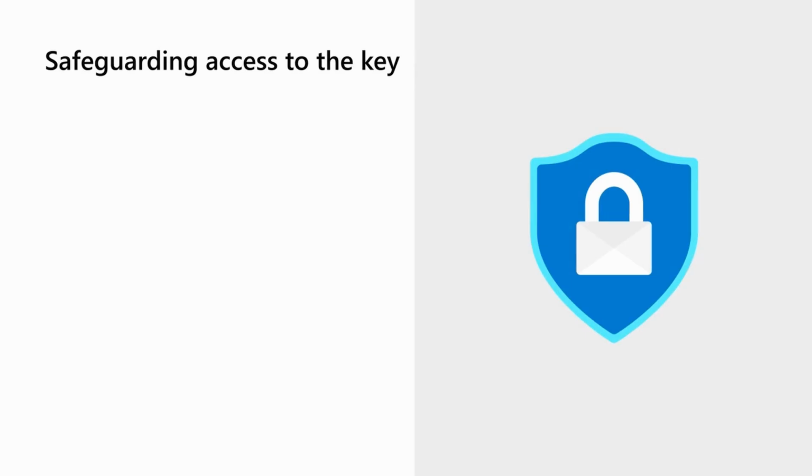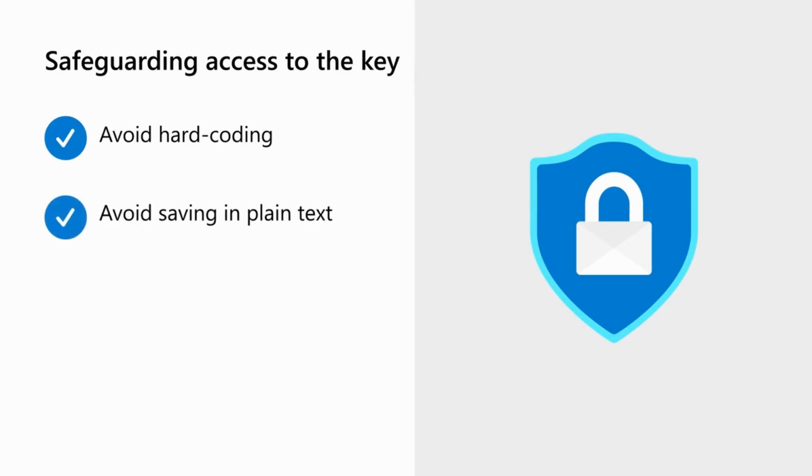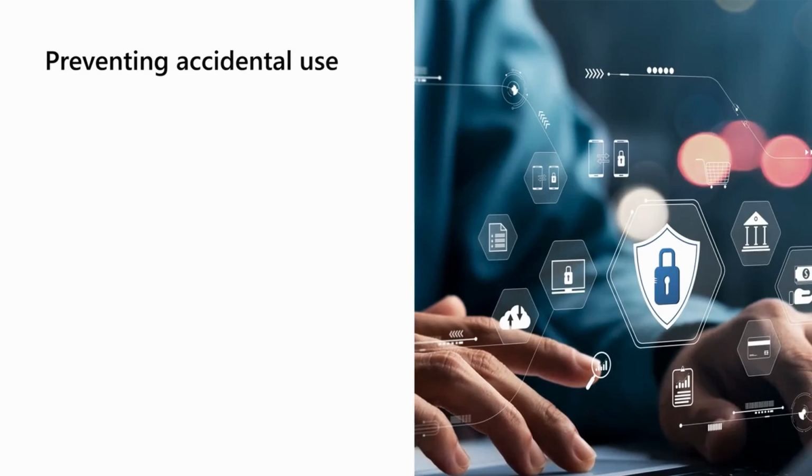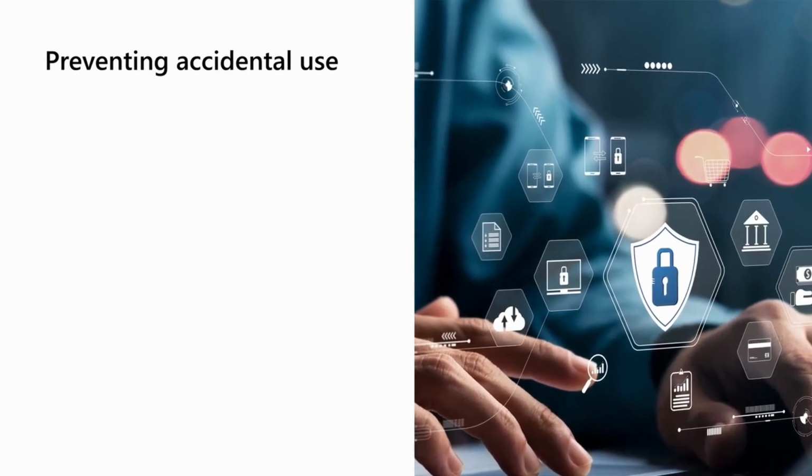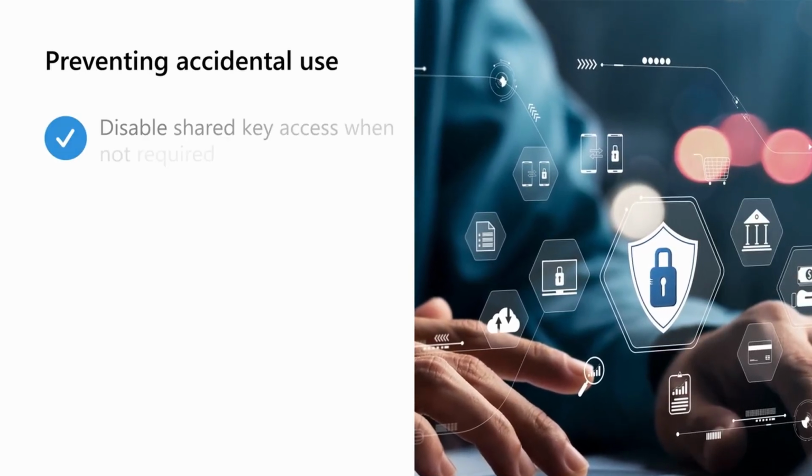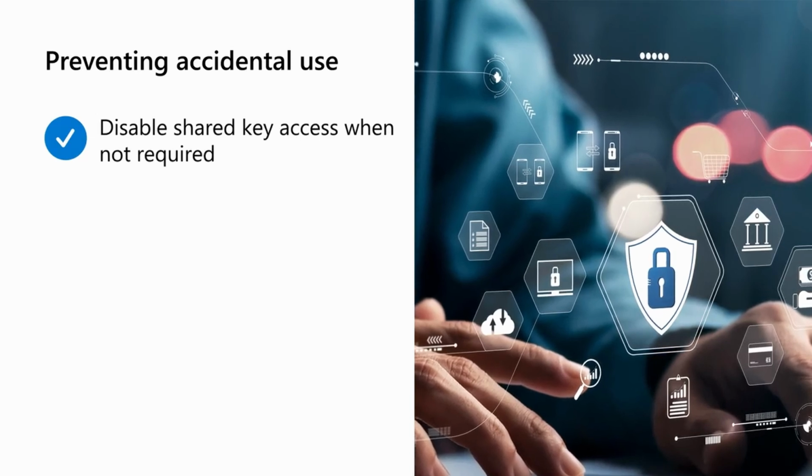You must safeguard access to the shared keys. To protect access, avoid hard-coding shared keys or saving them anywhere in plain text accessible to others. Additionally, you must rotate your keys if you believe they might have been compromised. You can take steps to prevent accidental use of the shared key. For this, you can disable shared key access when it is not required.